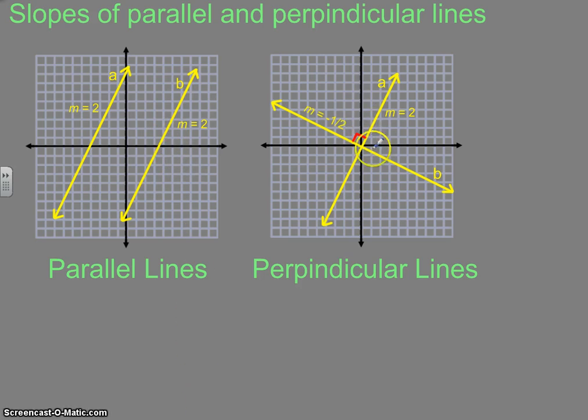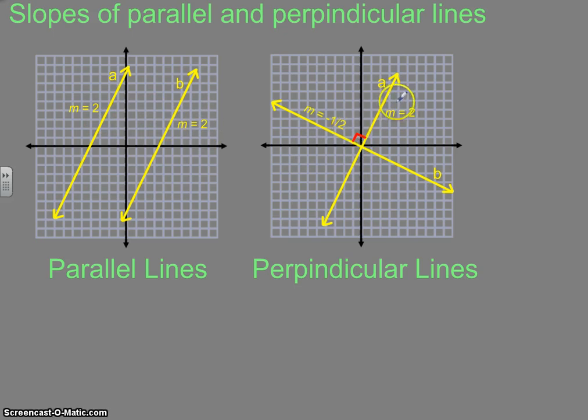Now these two lines here are perpendicular, okay? And when you see this little red box in between the two lines, that's the symbol for perpendicular lines, okay? Now if this line has a slope of 2, this line is the negative reciprocal of that. So basically we've got 2 over 1. We flip it over, we get 1 over 2, and it's a negative 1/2. So with parallel lines, they're the same.